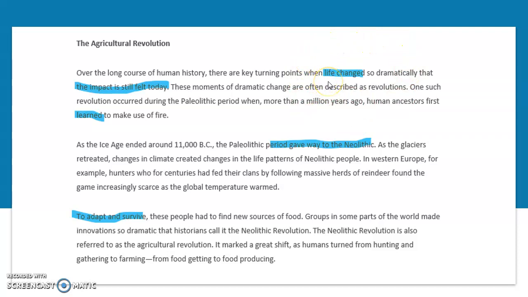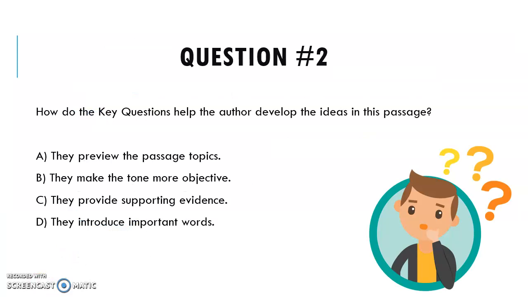I've highlighted words that showcase that idea of cause and effect. Life change: the impact is still felt today. Learned: the period gave way to adapt and survive. So we have a lot of things that are happening, and because those things are happening, we have other events happening where people are learning from things. So we definitely can say that the structure of this piece is cause and effect.